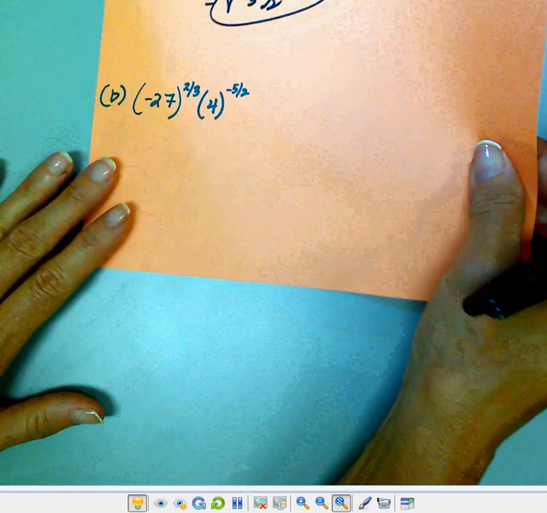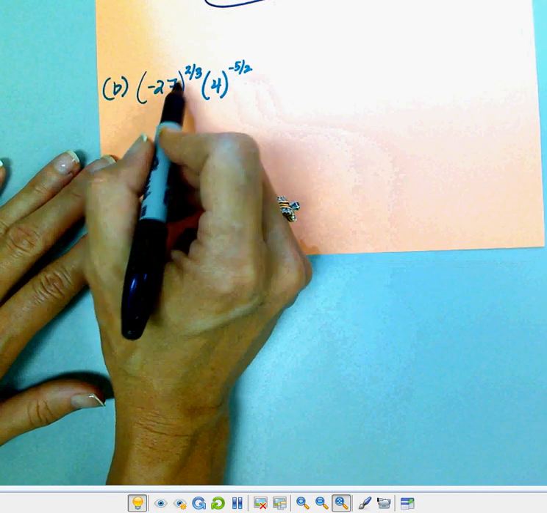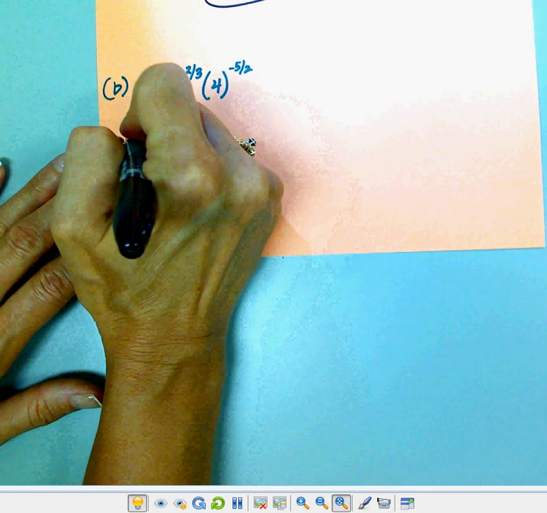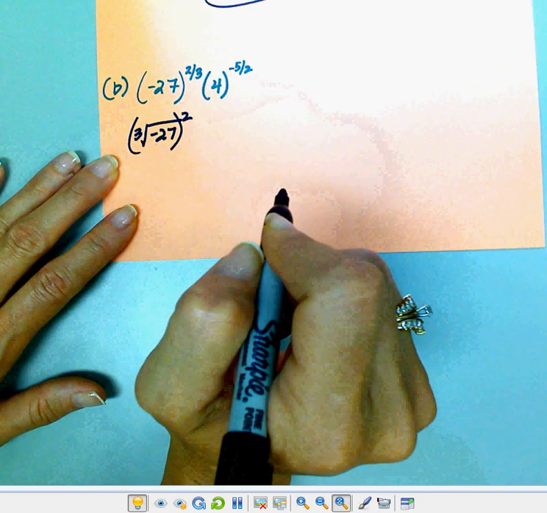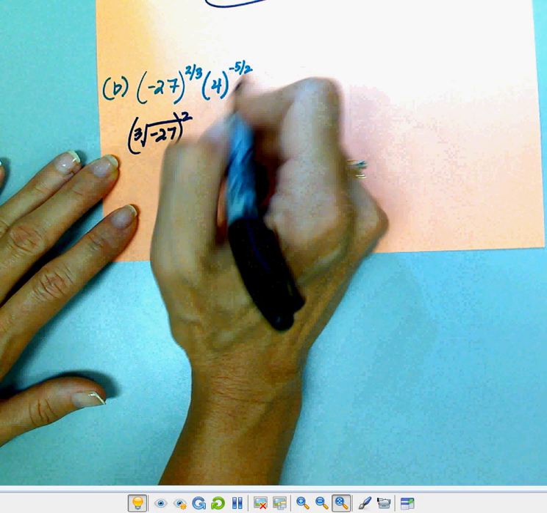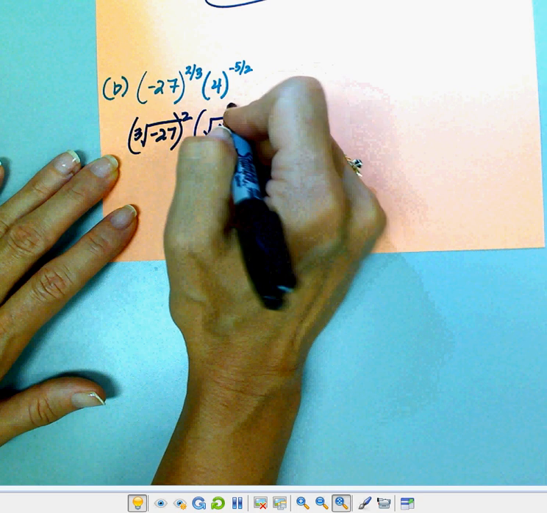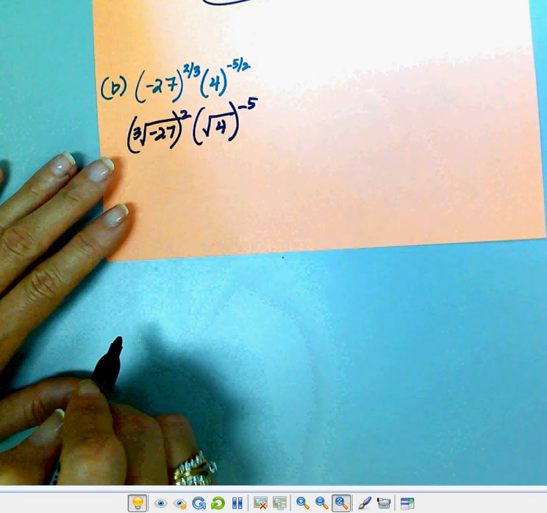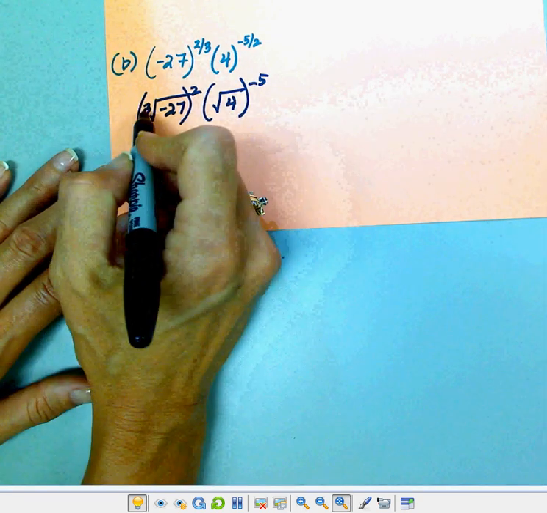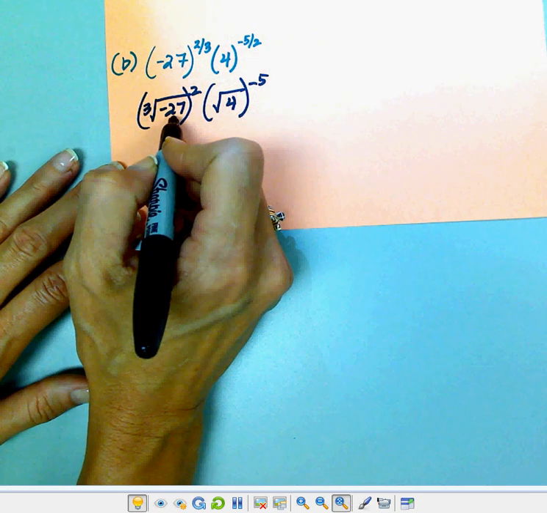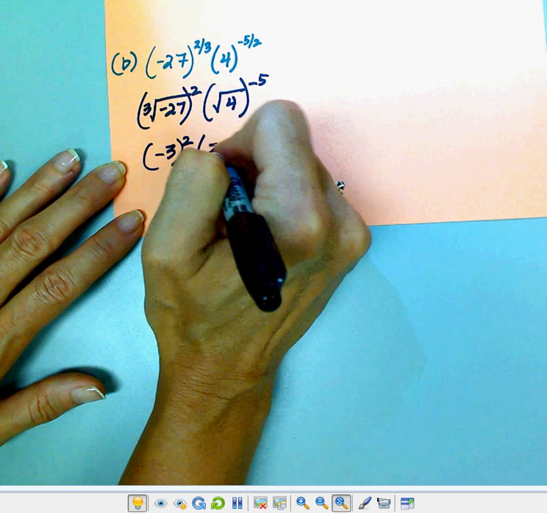And the last example, I'm going to go ahead and rewrite to help me simplify this. I know negative 27 to the 2/3 is really the same as the cube root of negative 27 squared. And I know that 4 to the negative 5/2 is the same as the square root of 4 to the negative 5. So I'm just going to show you how you can rewrite those with rational exponents into radical form. I know the cube root of negative 27 is negative 3. I know the square root of 4 is 2.